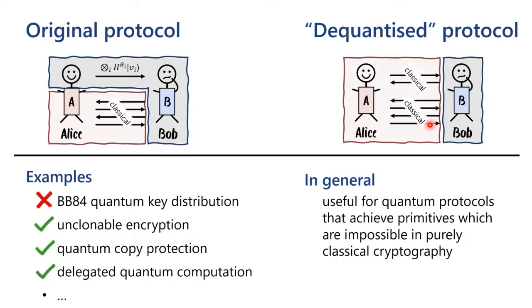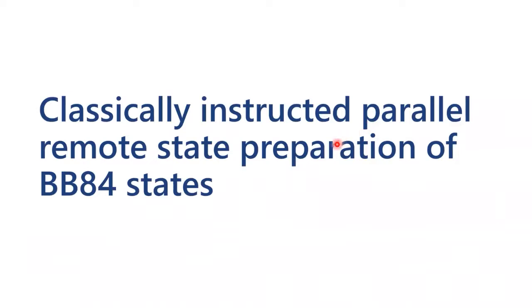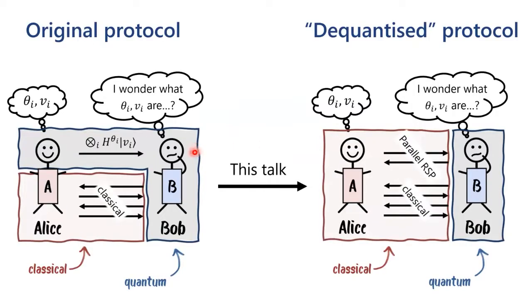Okay, so now I want to move on to explaining how this dequantization transformation works in a little bit more detail. And this relies on a primitive that we call classically instructed parallel remote state preparation of BB84 states, or just parallel RSP for short. So to understand what this parallel RSP protocol needs to achieve, let's go back to the very first slide. So this is what we want from our dequantization transformation, right? We want to take the sending of the random BB84 states and replace it by a classical protocol, which I've now labeled parallel RSP, that achieves much the same thing, right? We still want it to depend on bases and values, and we still want that Bob is left wondering what these bases and values are, despite being able to prepare the corresponding BB84 states.